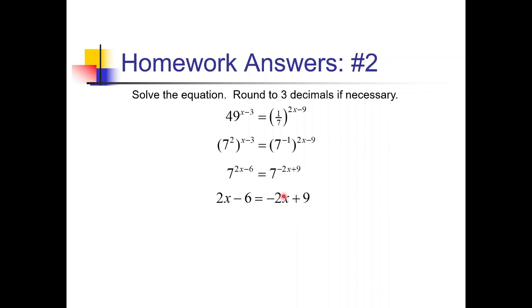Let me just get all the x's on one side, constants on the other. So if I add this 2x over to the left, that's going to be 4x over there. Adding the 6 to the right gives me 15. And then dividing at the end, we end up with x equaling 15 over 4.